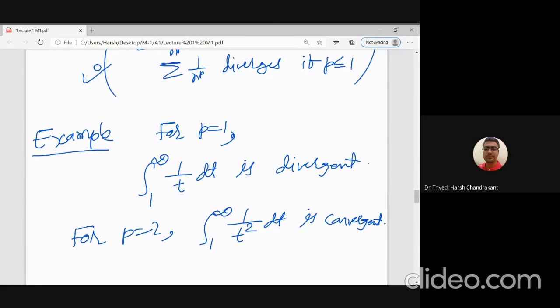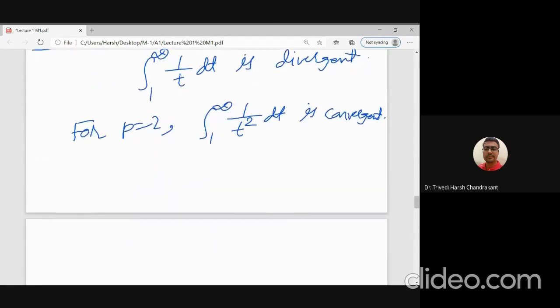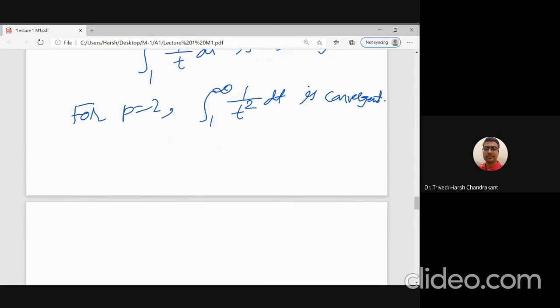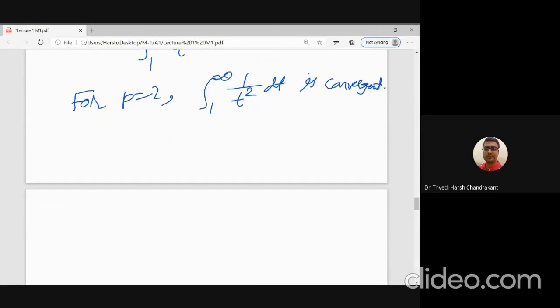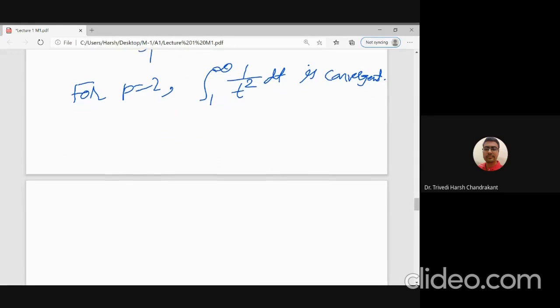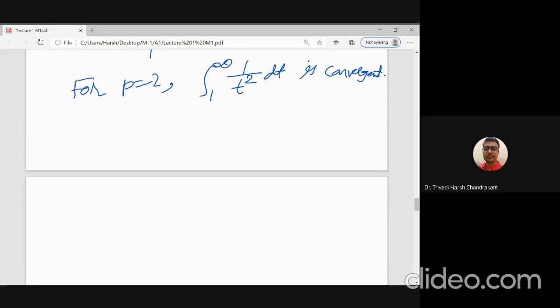But every time it may not be easy to conclude this. Sometimes it is easy, sometimes the function may not be integrable, so we cannot even find the limit. So let us take some different types of examples.